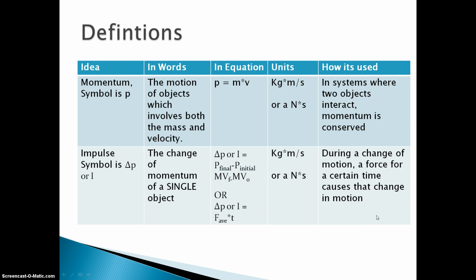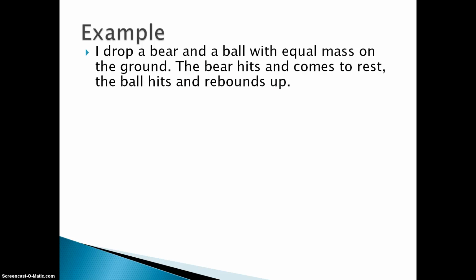And how it's used: a force for a certain time causes a change in motion. In order to slow something down or speed something up, you need to change its motion by applying a force for a time. And with that, wonderful students, we're about to do our last example. I drop a teddy bear and a ball. Both have equal mass. On the ground, the bear hits and comes to rest. The ball hits and rebounds up. Boing.